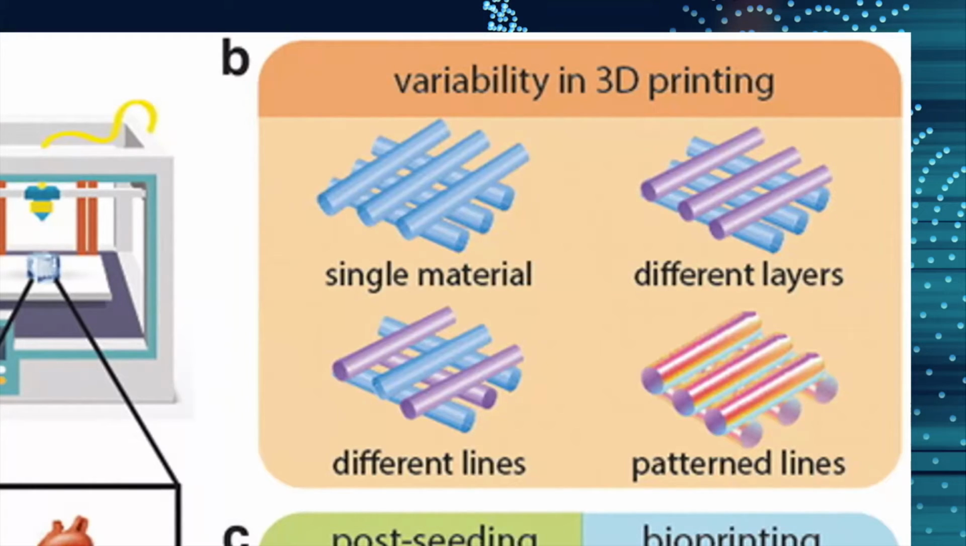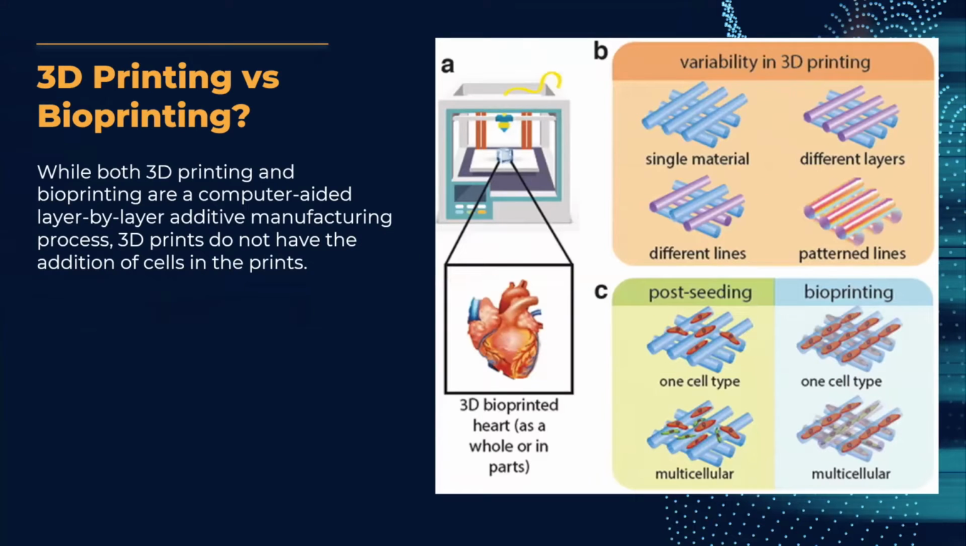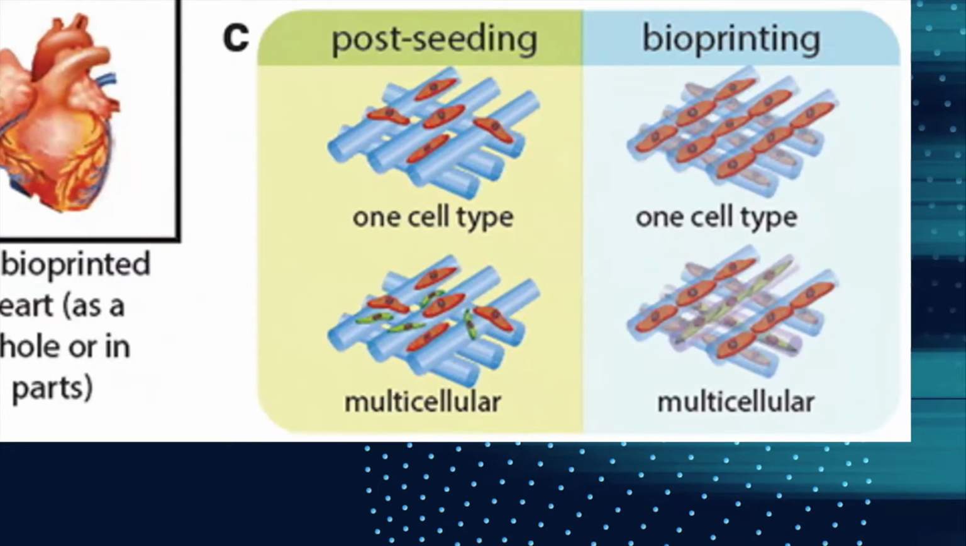Then the bottom left corner, we have these different lines that are interchangeable. And finally, we have pattern lines. And so that includes even more materials. And then we also have this bottom part, which is more towards bioprinting. And so we have 2 options.